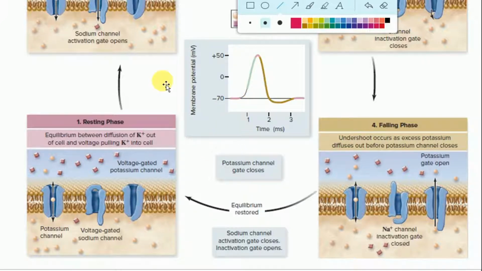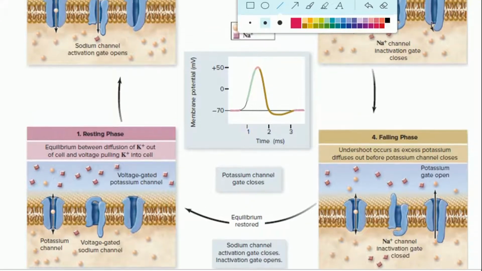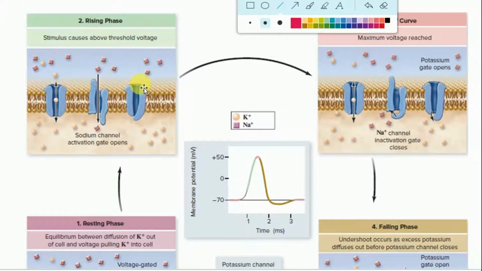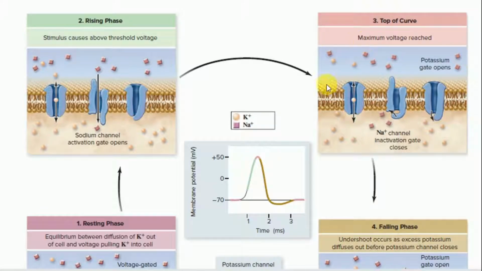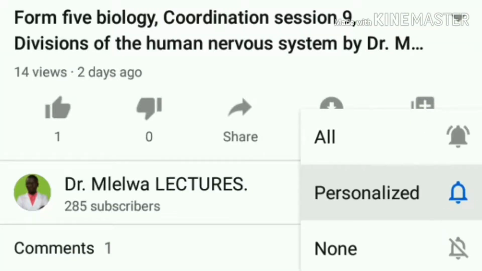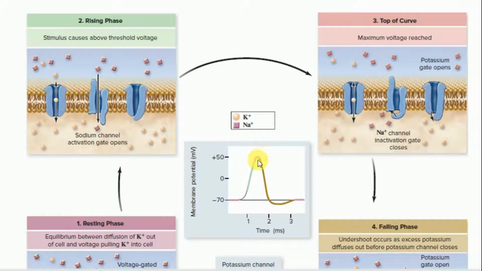So now let's see when the action potential starts to develop at number 2. The voltage gated sodium channels will be opened and will allow the sodium ions to enter. So this is number 2, the voltage gated sodium channels have been opened due to depolarization, and the sodium ions enter. So that is the rising phase of the graph. Then from there we have the top of the curve. Here at the top of the curve, maximum voltage is reached.